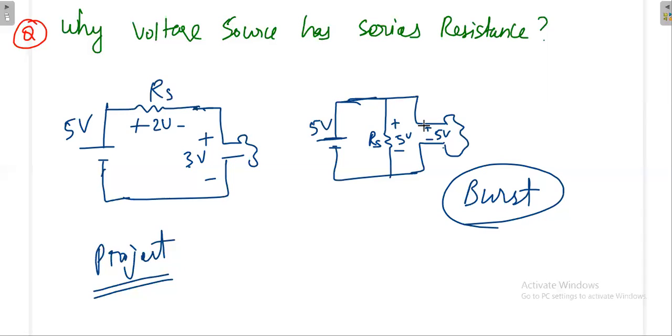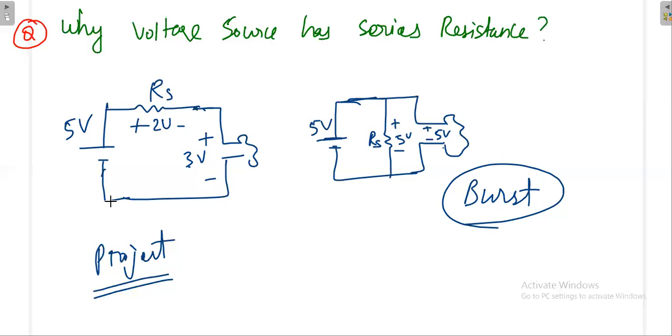So our aim is to limit the current. But if you connect in parallel, it will not limit the current. So that's why now I am going to take an example. I will prove with that example that once you connect the resistance in parallel, it is useless.